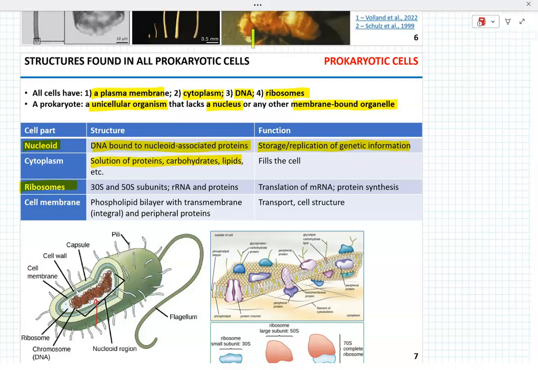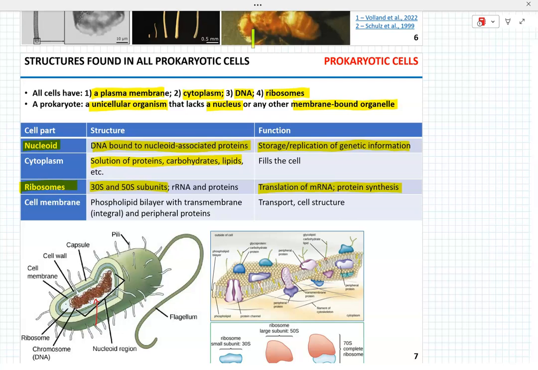Ribosomes, found in prokaryotic cells, are responsible for the translation of mRNA, which results in the synthesis of proteins. They consist of two subunits, 30S and 50S, which are in turn composed of ribosomal RNA and proteins.